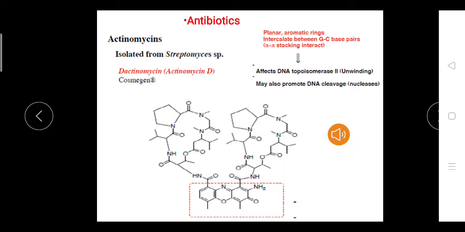This makes a stable dactinomycin DNA complex, which inhibits the further transcription. It also affects the DNA topoisomerase enzyme, topoisomerase 2 enzyme. This enzyme is responsible for the unwinding. So unwinding is also inhibited by this actinomycin. It also causes the DNA cleavage by the nucleases.